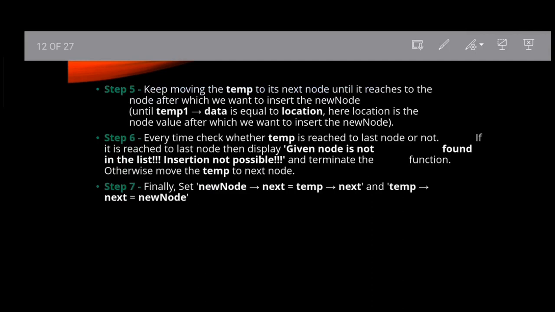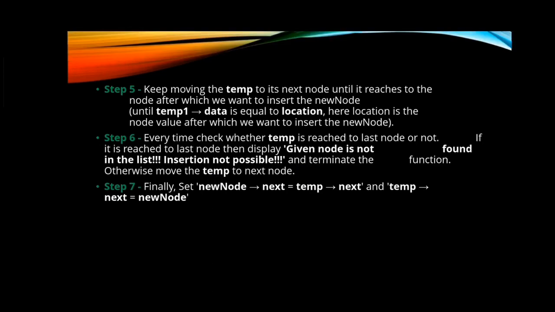moving with the temp to next node until it reaches to the node after which we want to insert the new node, until temp of data is equal to the location. Here location is the node value after which we want to insert the new node. Every time check whether temp is reached to last node or not. If it is reached to the last node, then display given node is not found in the list, insertion not possible, and terminate the function. Otherwise, move the temp to the next node. Finally, set new node of link equal to temp of link and temp of link equal to new node.